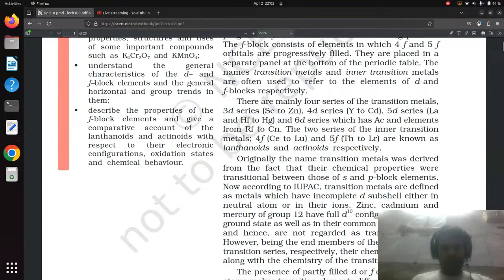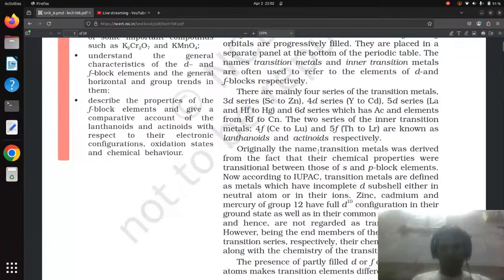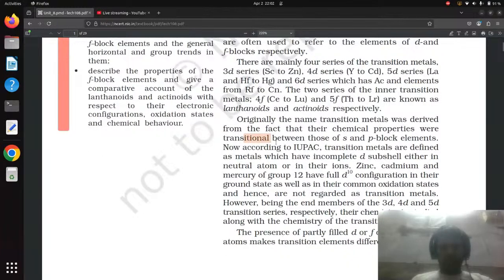From the name, transition metals was derived from the fact that their properties were transitional between those of s and p block elements. Now, according to IUPAC, transition metals are defined as metals which have incomplete d subshell either in the neutral atom or in their ions. Zinc, cadmium, and mercury of group 12 have full d10 configuration in their ground state as well as in their common oxidation states. Hence, they are not regarded as transition metals. However, being the end members of the 3d, 4d, and 5d transition series respectively, their chemistry is studied along with the chemistry of transition elements.